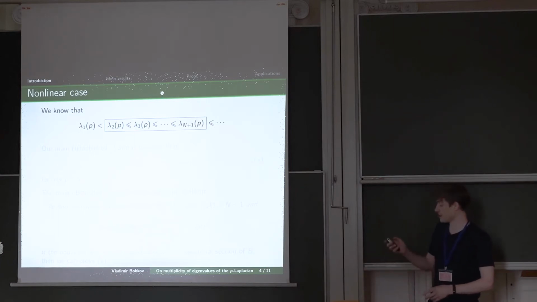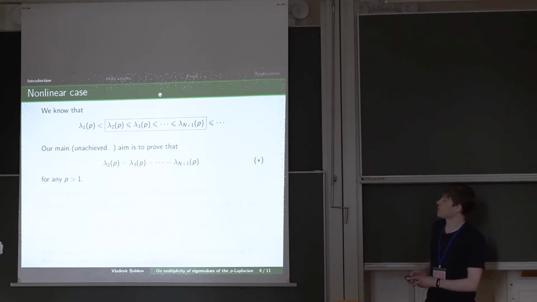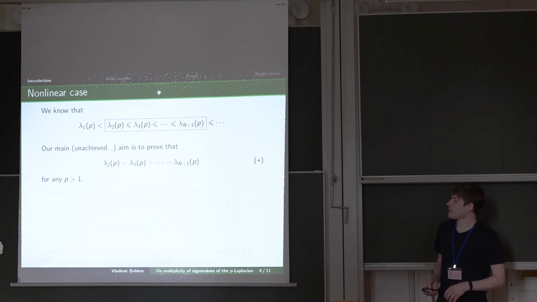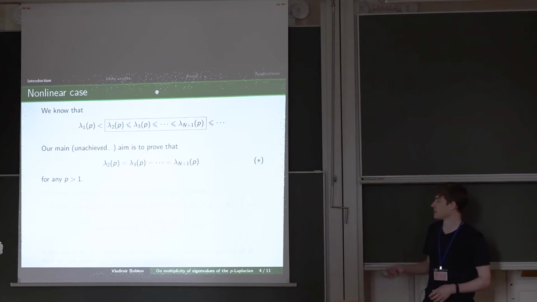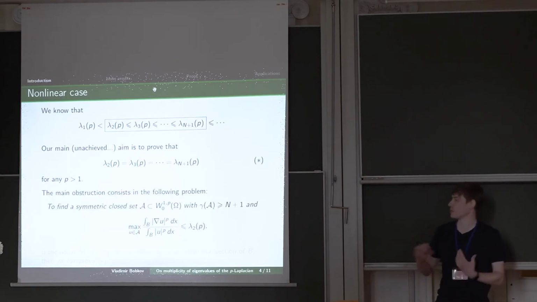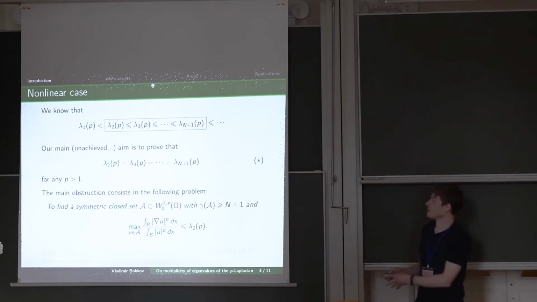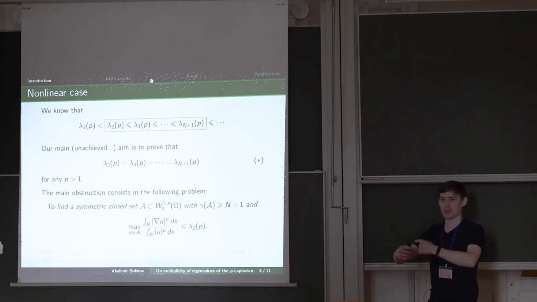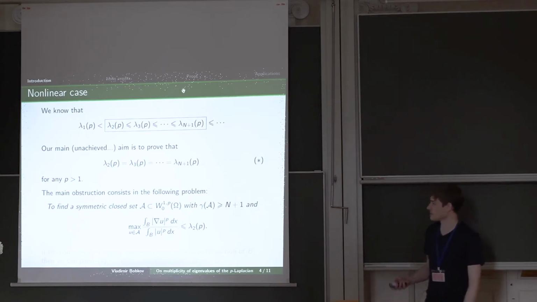That's fine. Let me recall that we want to prove the chain of equalities. It's our main aim, although it's unachieved. And the main obstruction in obtaining this chain of equalities is the following fact. Well, basically it follows from the definition of the eigenvalue. So, for instance, to obtain this chain of inequalities, we have to bound lambda n plus 1 from above by lambda 2. Then it will close up the chain of inequalities and transfer it to equalities.